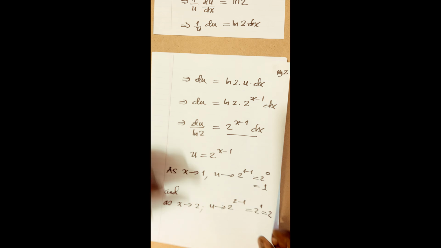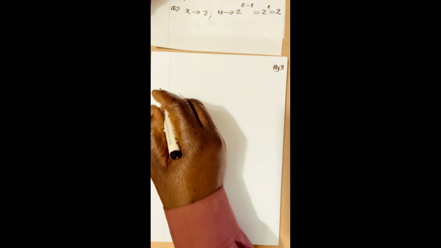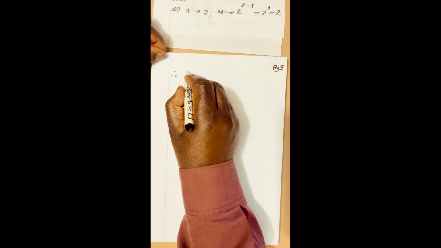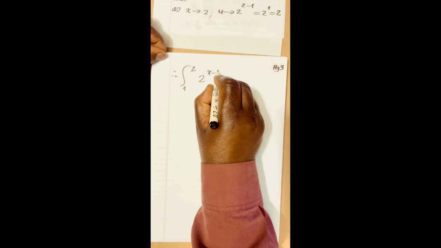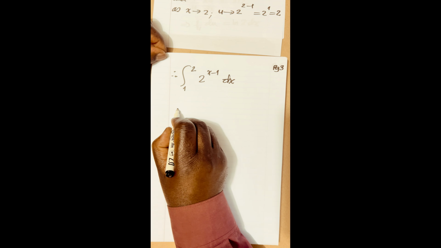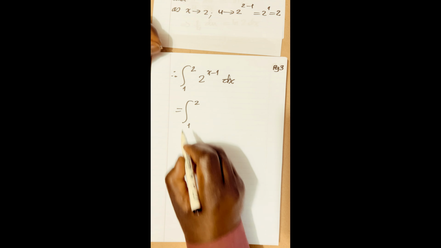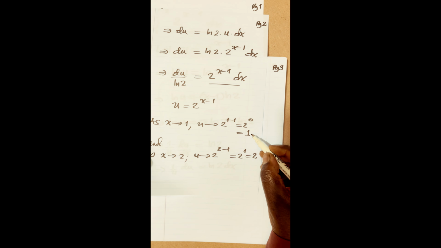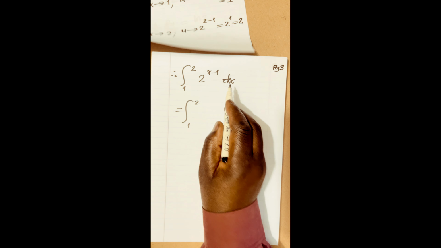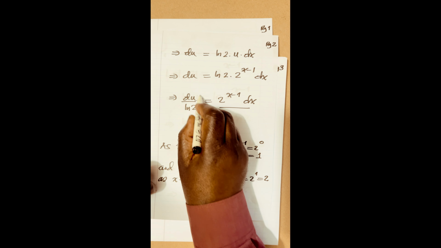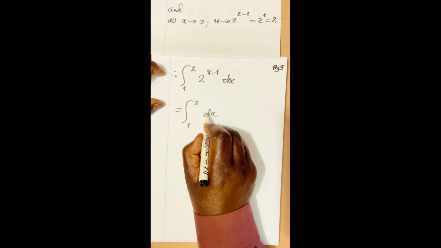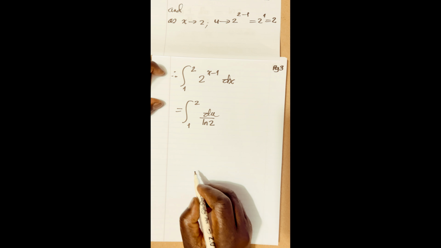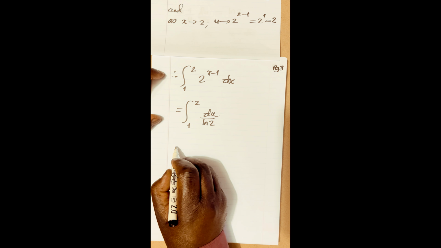Therefore we can say the integral from 1 up to 2 of 2 to the power x minus 1 dx must change to the integral from 1 up to 2. Remember, the limits of integration do not change, lower limit, upper limit. But where I see 2 to the power x minus 1 dx, I must have it replaced by this expression, as you can see there. So this is the same as du over natural log of 2. And remember, natural log of 2 is a constant, so I can take it out, and it's dividing.